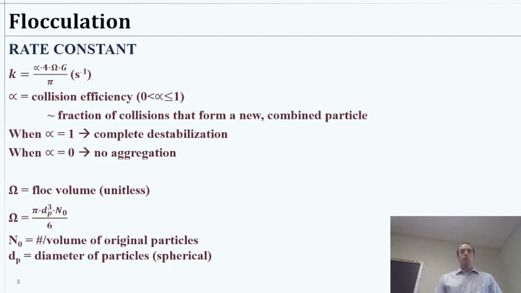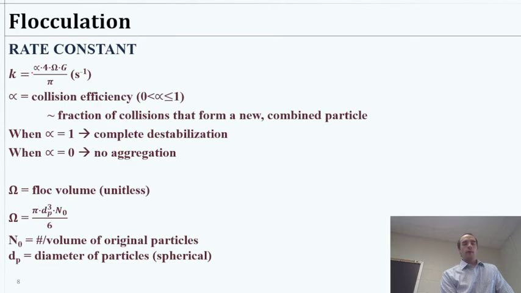Okay, for the rate constant then. I've been talking up this K for a while, so let's define it. K is going to be equal to this alpha times 4 times omega times that mixing intensity G, all divided by pi. And it should be in per second units because G was in per second units, and we need a per time unit for a first order rate constant. Okay, so that begs the question, what are these other pieces here? We know 4, we know G, and we know pi. That stuff we can handle.